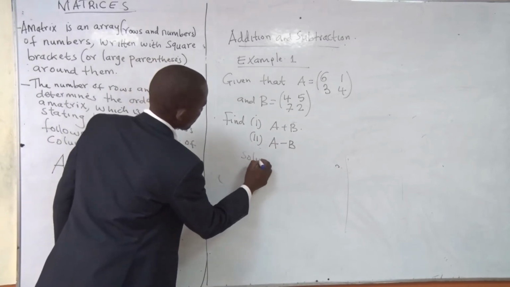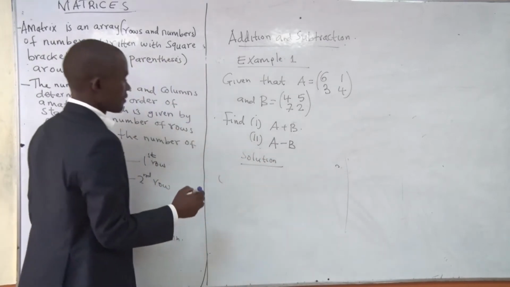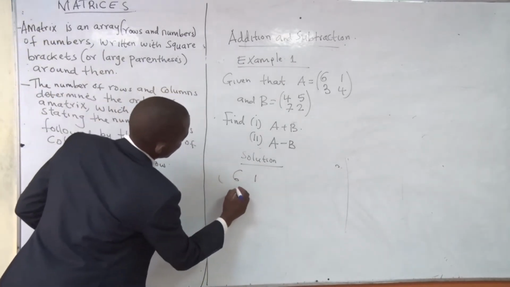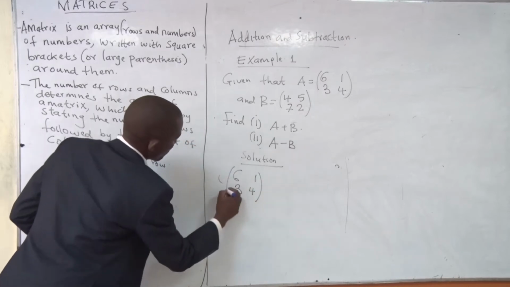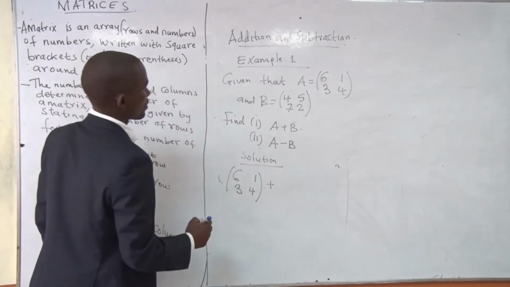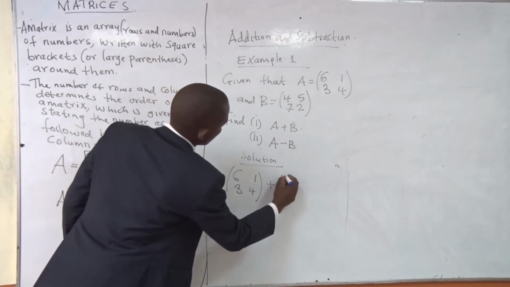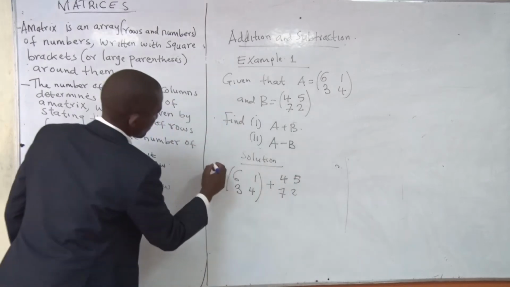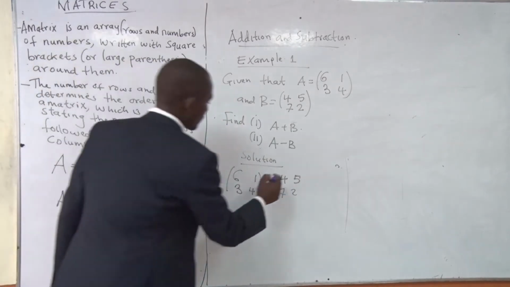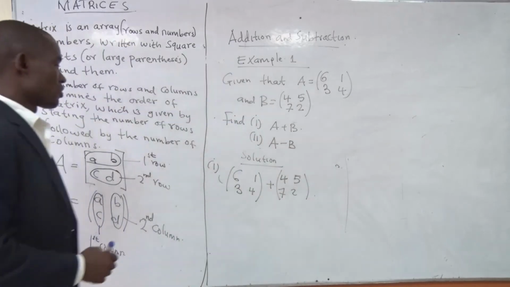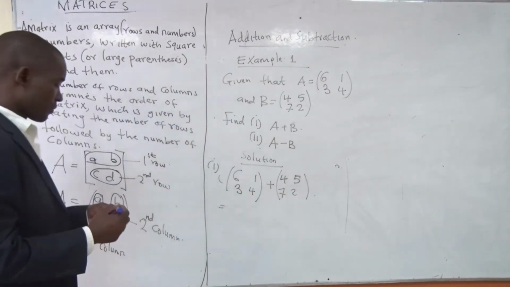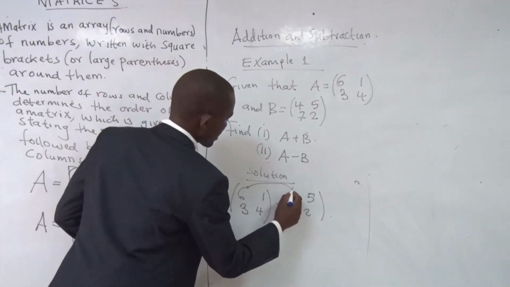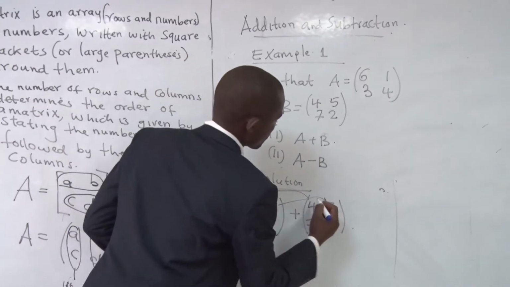So, solution. You will have to take the first matrix, which is 6, 1, 3, 4. And then you add it to the second matrix, which is 4, 5, 7, 2. Remember, we are handling the first part. So the answer will be, you will take these things the way they are. The first one will go with the first one. The second one, of course, moves to the second one.